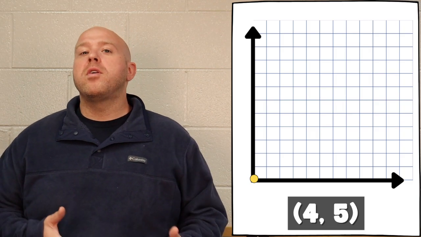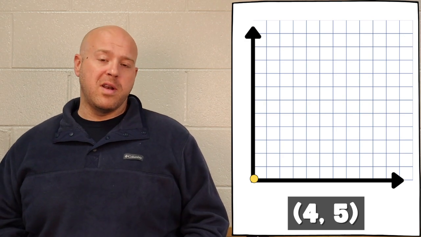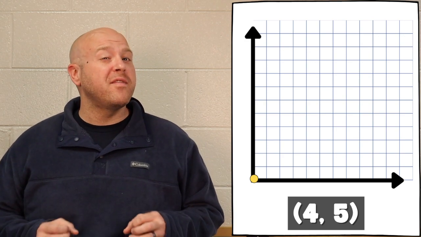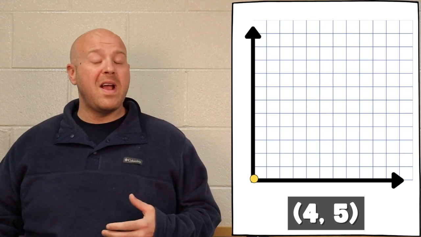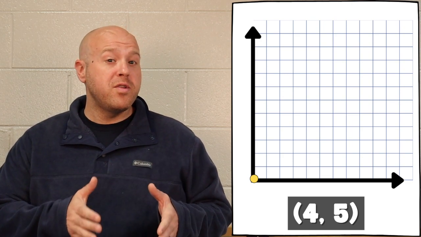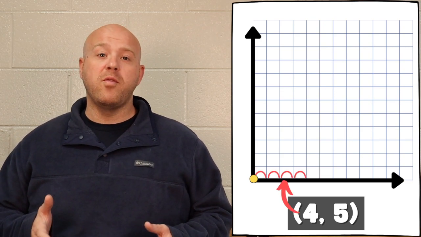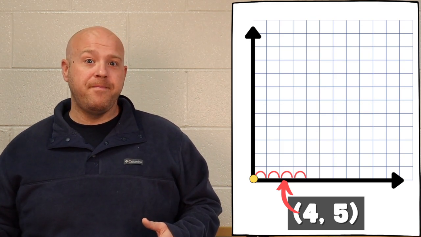So let's look at an example. Let's say we have the point (4, 5). We want to know where this is going to be located on a coordinate plane. Well, we always look at the first number first. That's our x-coordinate. That tells us which direction to go, left or right. It tells us we're going to go 4 units to the right. So we're going to move 4 to the right.